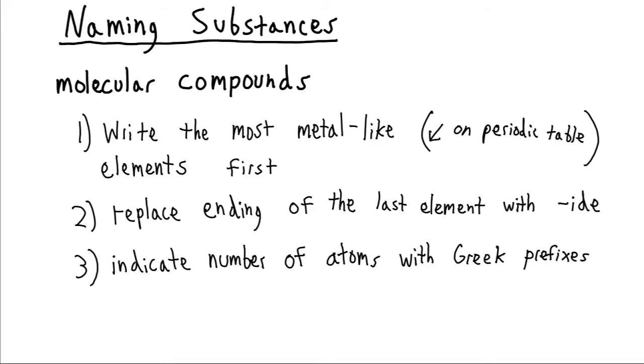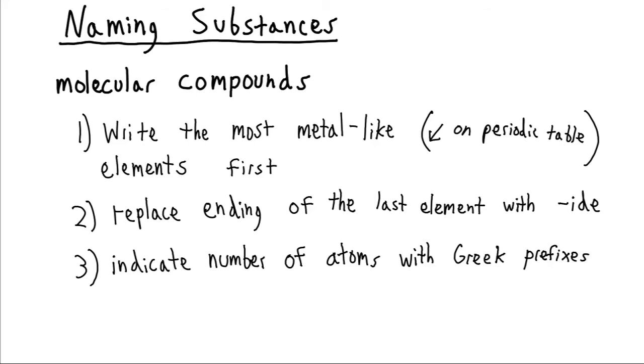So, for example, if you had hydrogen and oxygen, hydrogen is more metal-like. It's more left in the periodic table than oxygen. So it will be named first. But instead of saying hydrogen, oxygen, in order to make it so that it sounds like we're actually coming to the end instead of just listing a whole bunch of different things, we will say oxide. So that would become hydrogen oxide.